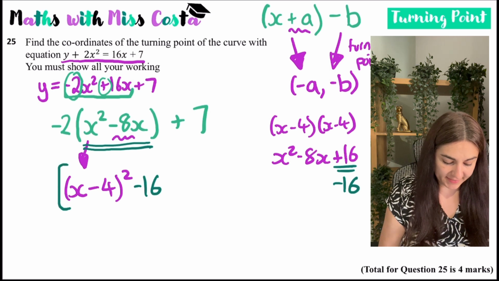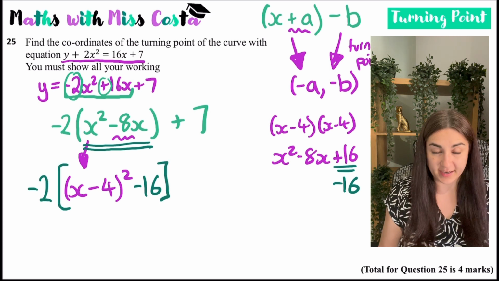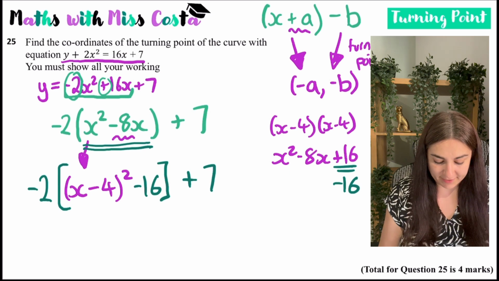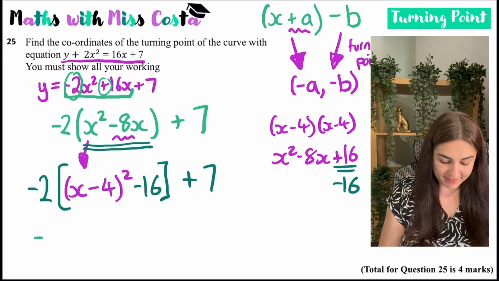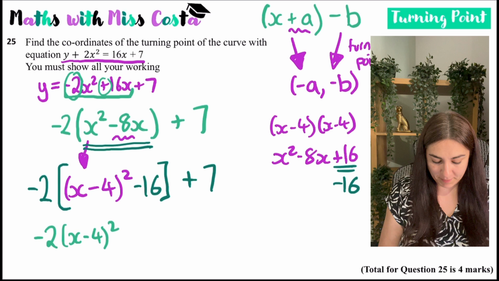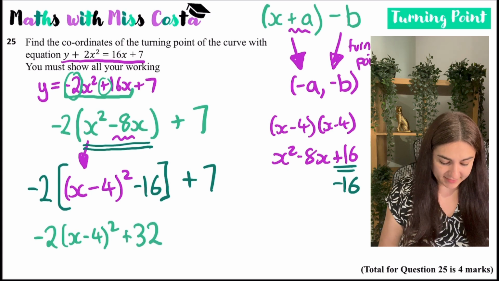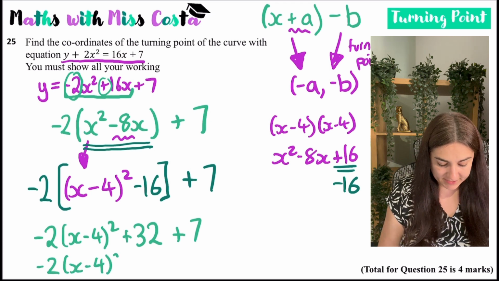Okay, so this expression here, I've completed the square, and I've still got that negative 2 lurking on the outside, and I've got this plus 7 lurking on the outside. So next, I expand everything back out. So that would be minus 2, x minus 4 squared, and minus 2 times minus 16 is positive 32, and I've got 7 on the side. So I simplify that even further: minus 2, x minus 4 squared plus 39.